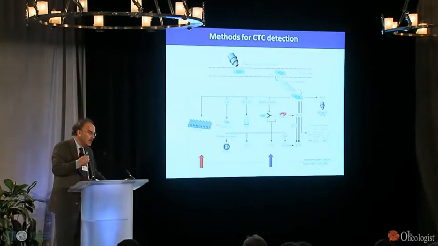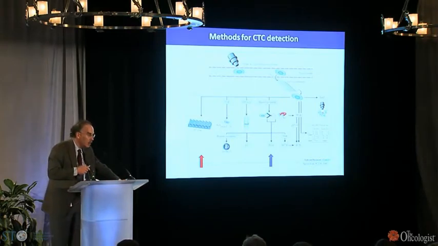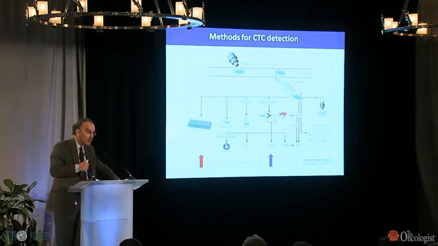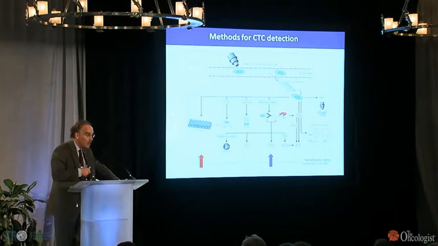It has its limitations in the number of steps that it takes in processing, so that the yield is relatively small. About half of patients known to have metastatic cancer will have cells detectable by this technology, and on average, it's about one cell per mL, or five cells per 7.5 mL.